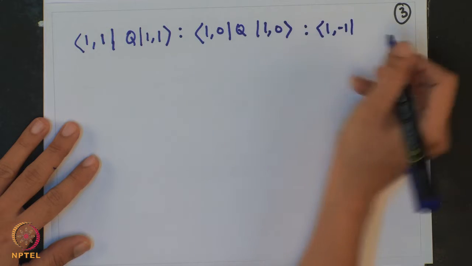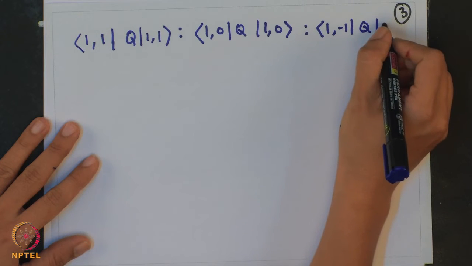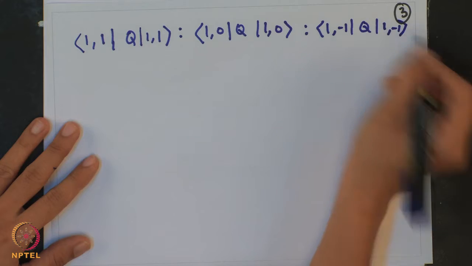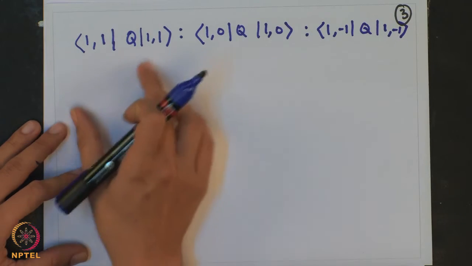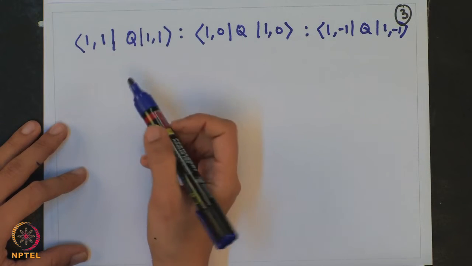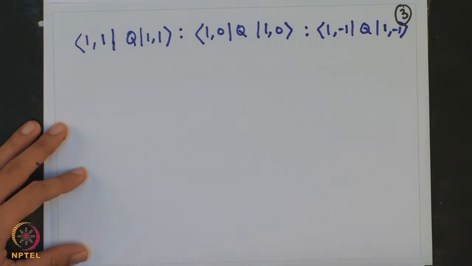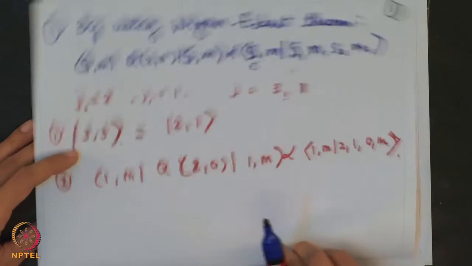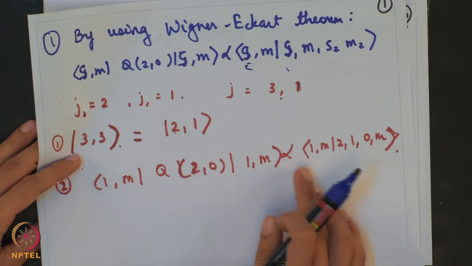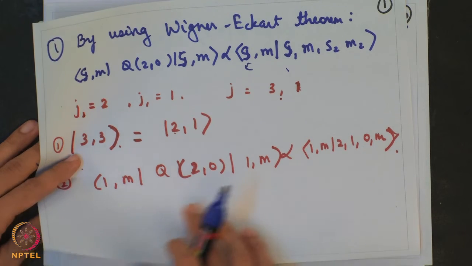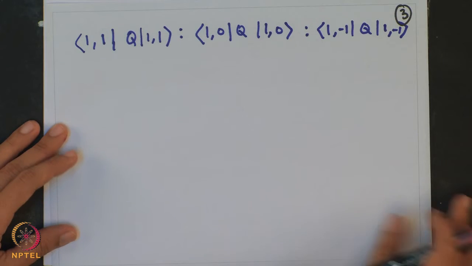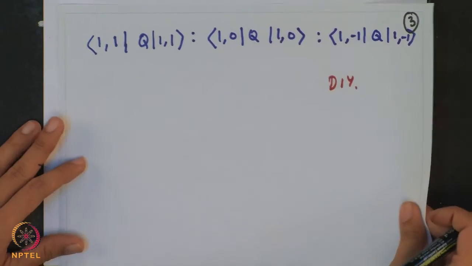1 minus 1 q, here it is 1 minus 1. So, this ratio you can evaluate. All the terms which are the constant term in the Wigner-Eckart theorem, we have seen this proportionality. So, if you take the ratio, the proportionality constant will be dropped, and then it will be very easy to evaluate. So, this again is DIY for you, do it yourself. This hint is sufficient for you to go about and solve this problem.